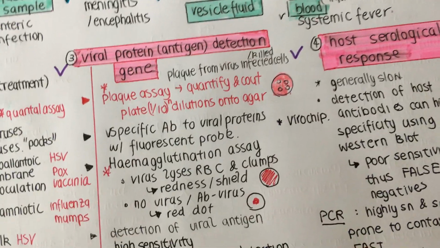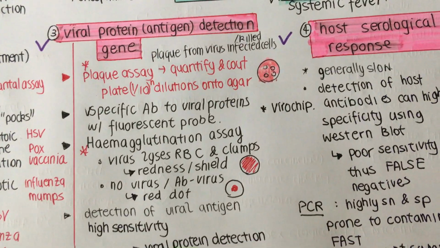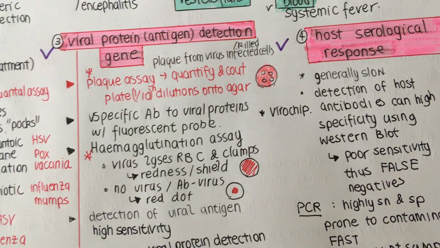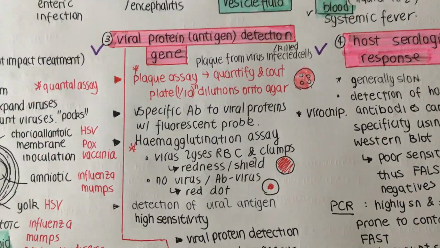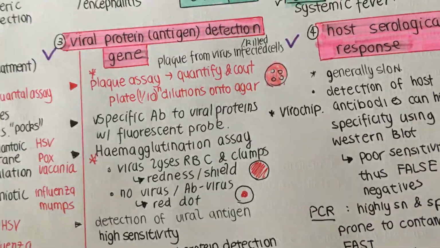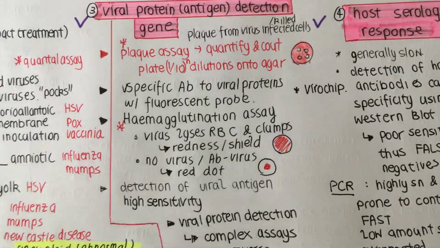And then you can also look at host antibodies. And these are very specific, but you have poor sensitivity and the risk of false negatives.